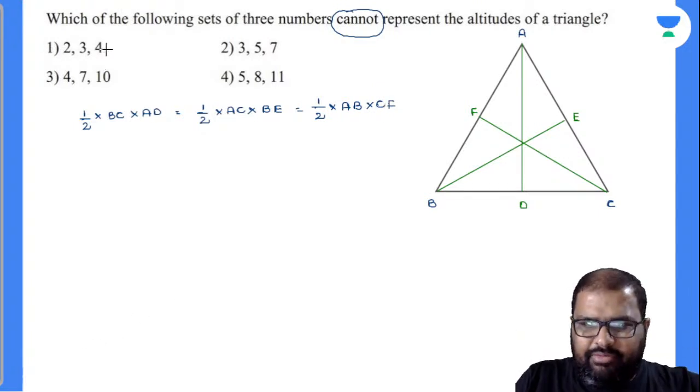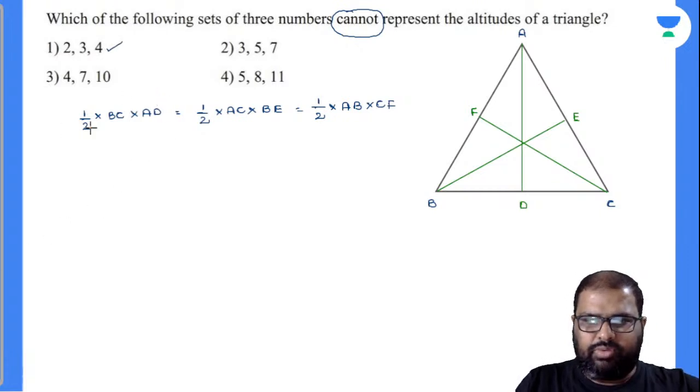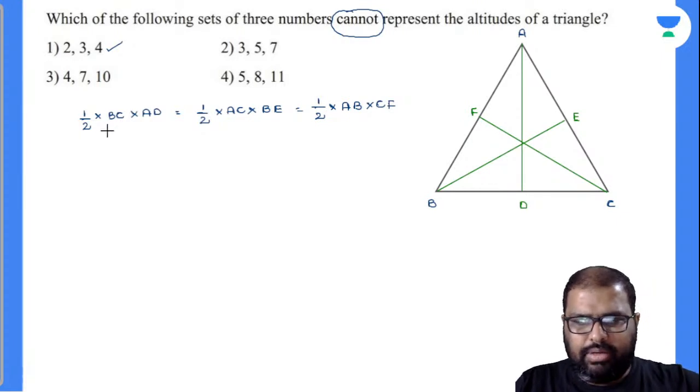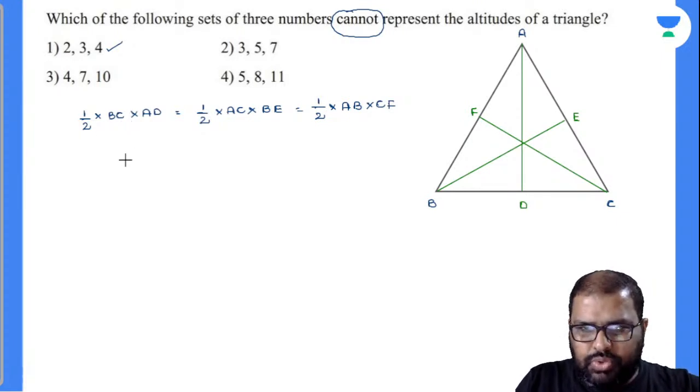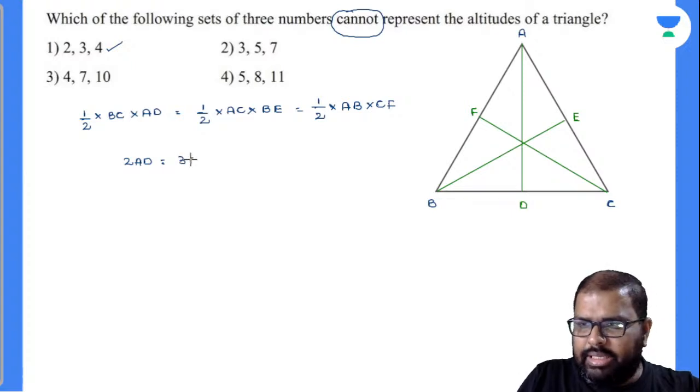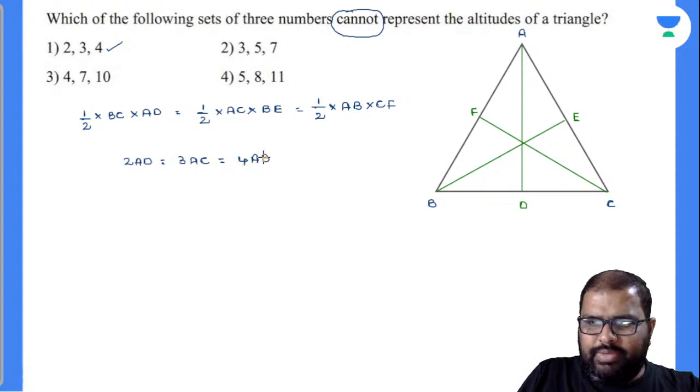I'll take down the first option, 2, 3, 4. So the 1 by 2 cancels off. See here, my BC value I'll take down as 2. So 2 AD is equal to 3 AC, which is equal to 4 AB. Now all these values will be equal to some K value. Am I right or wrong?